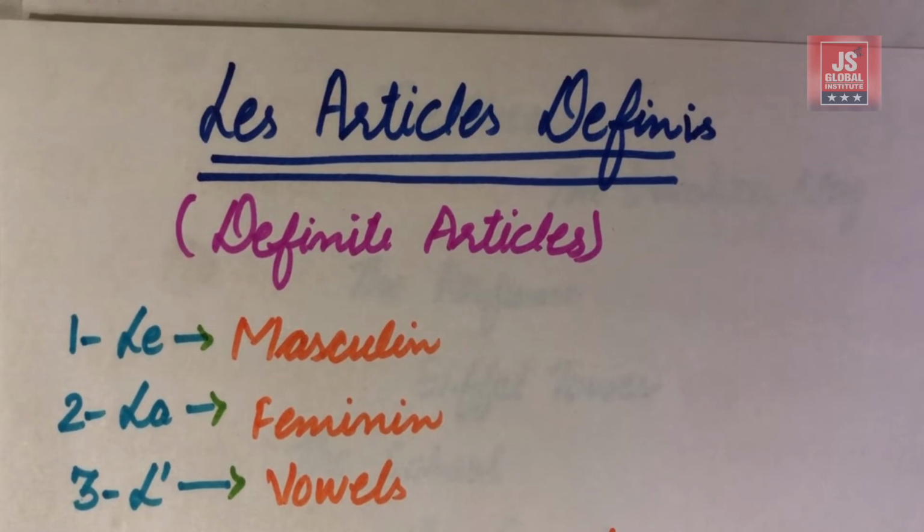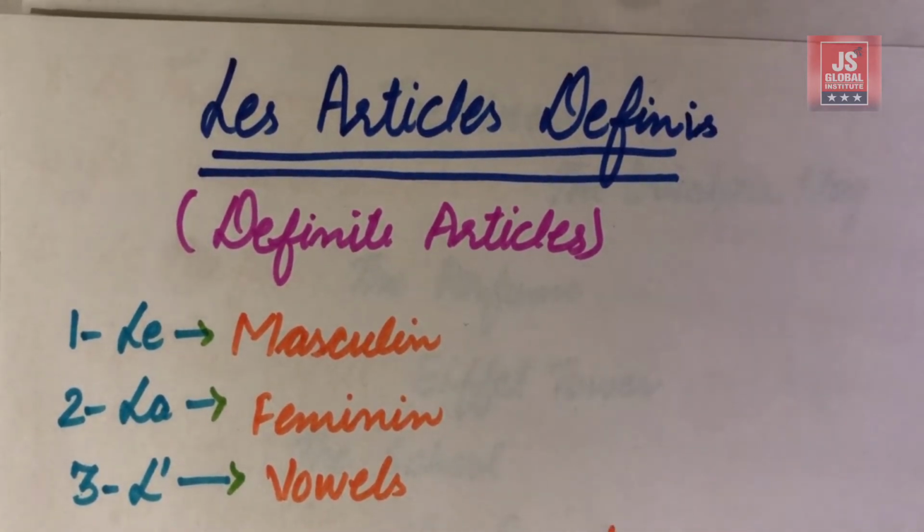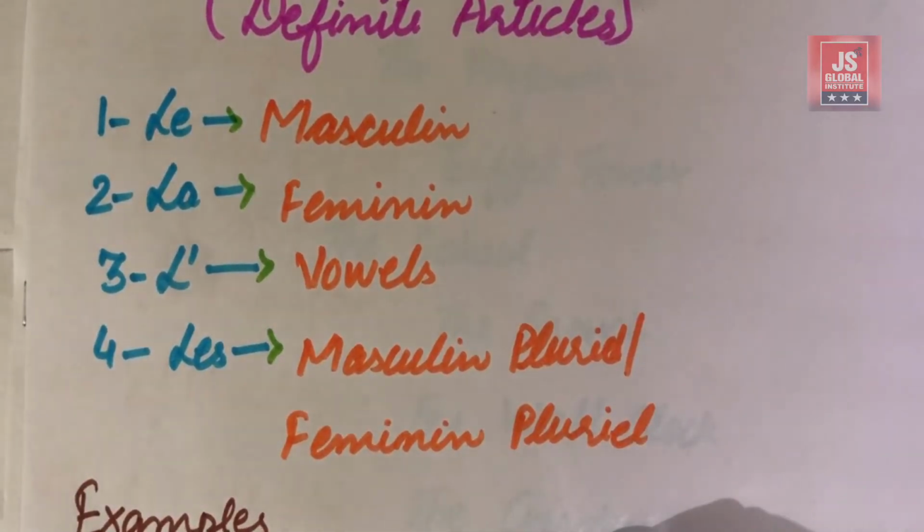So what is the difference between a and the? When you are referring to a certain person, a definite person or definite thing, you use the. Same is the case with the les articles définis in French. You use them when you are pointing towards something definite. And in French, this the has been written in 4 types. So let's have a look. So these definite articles are divided into 4 types.